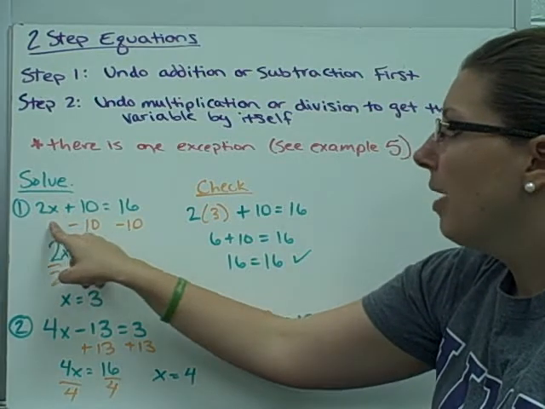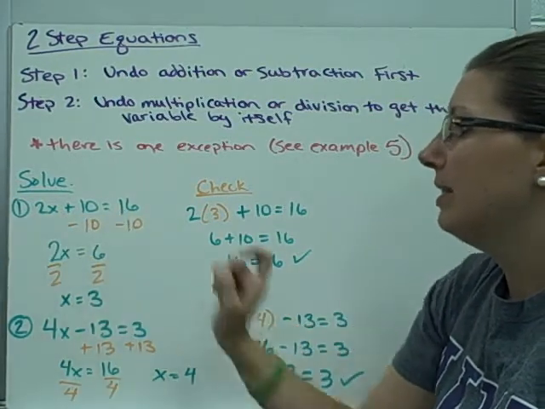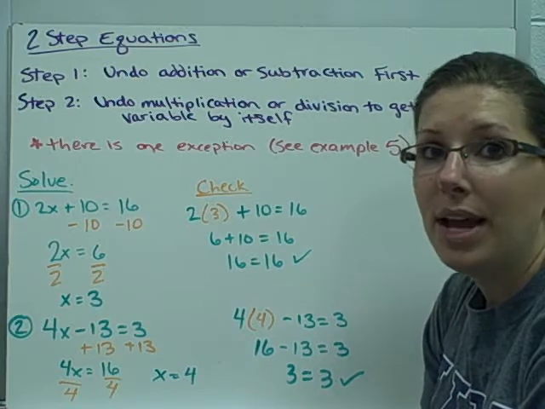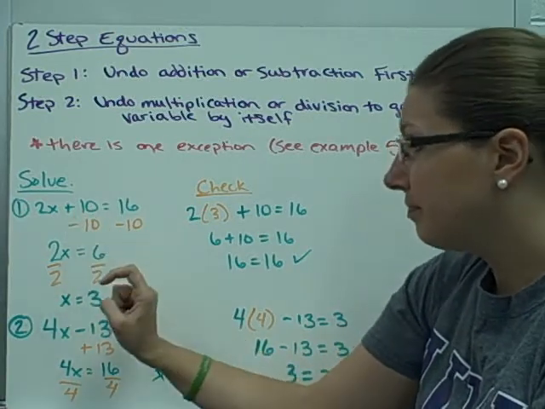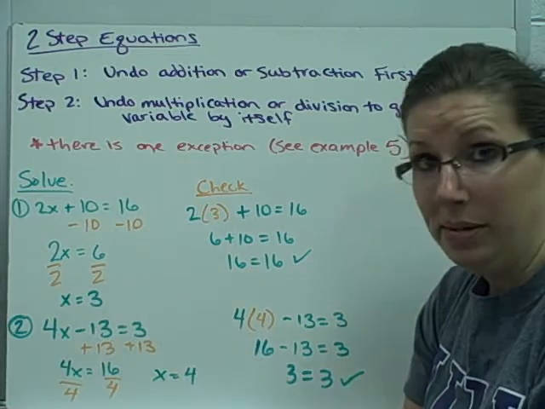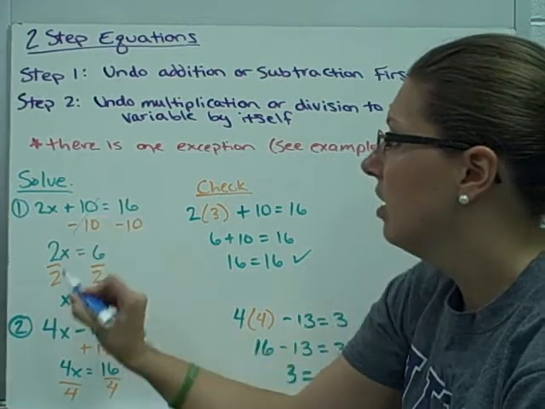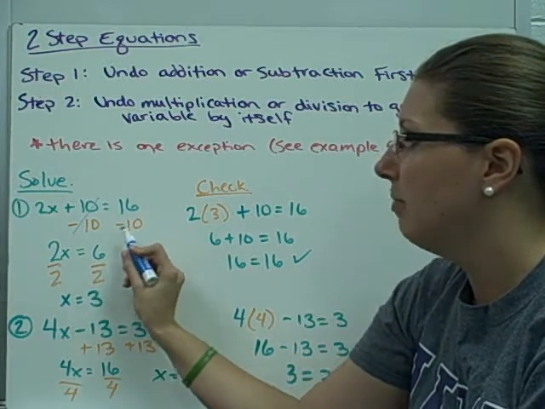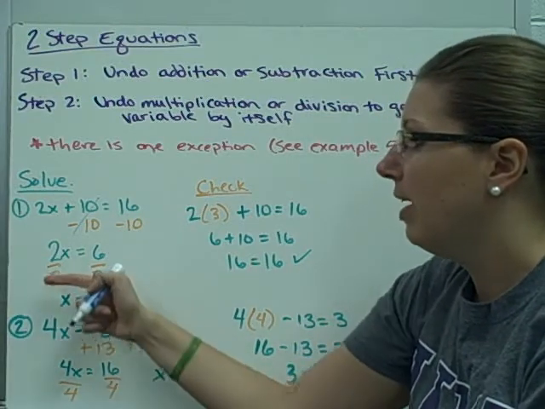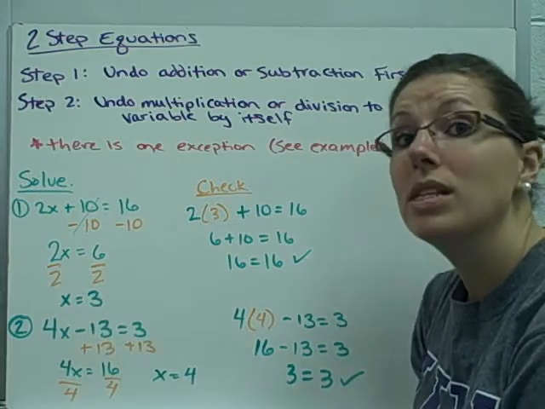Solve. 2x plus 10 equals 16. My first step is to undo any addition or subtraction. So I need to undo that addition by subtracting 10 from both sides. That cancels out. I bring my 2x down, and then I simplify this. 16 minus 10 is 6. Now I'm left with 2x equals 6.